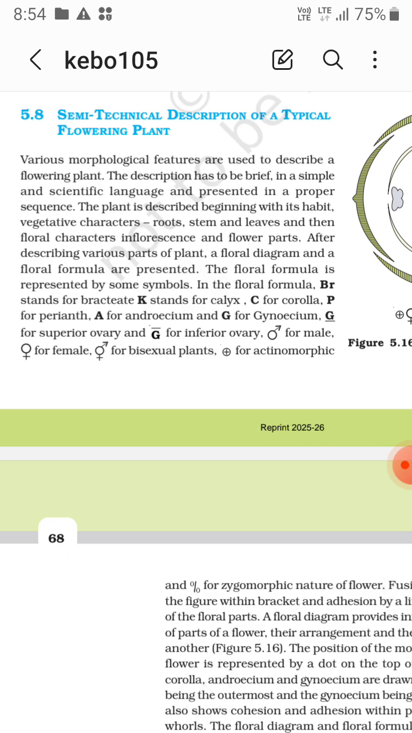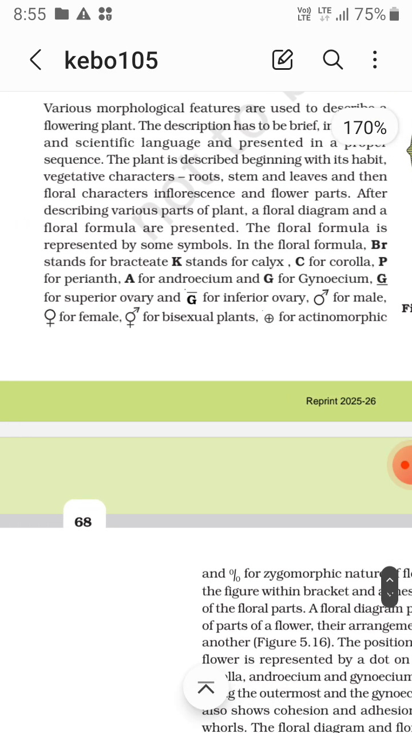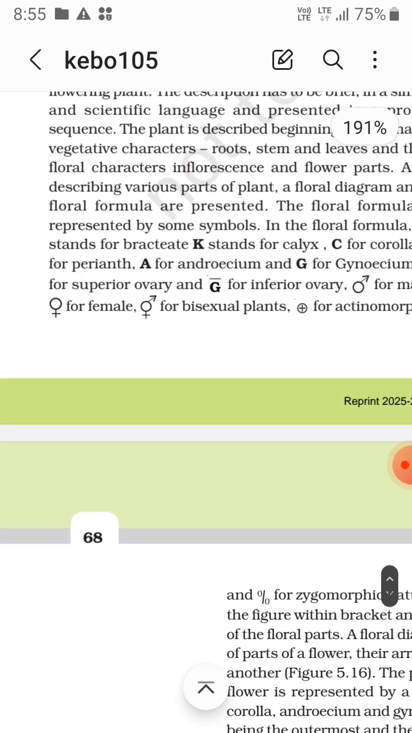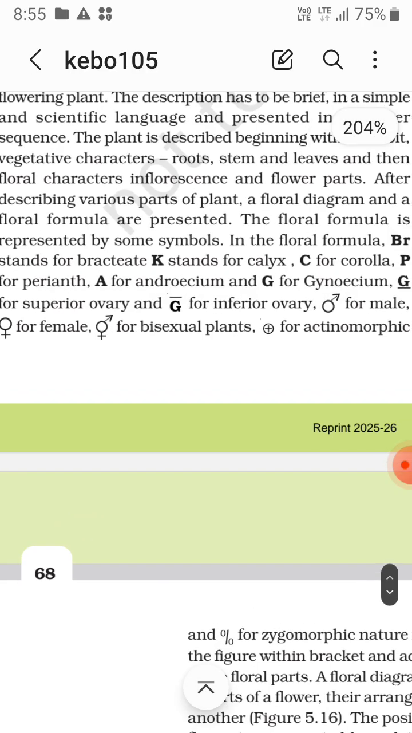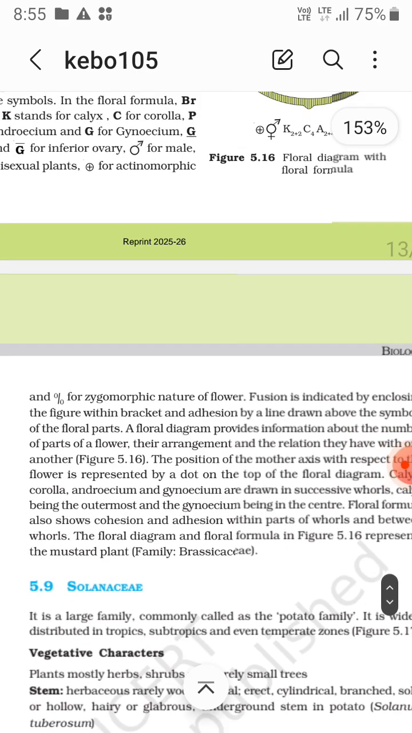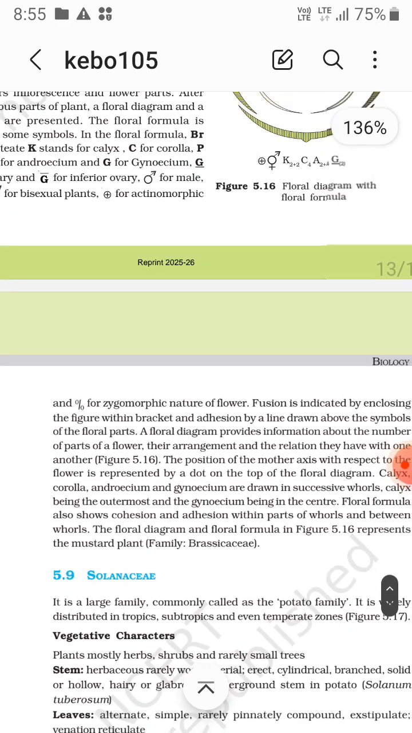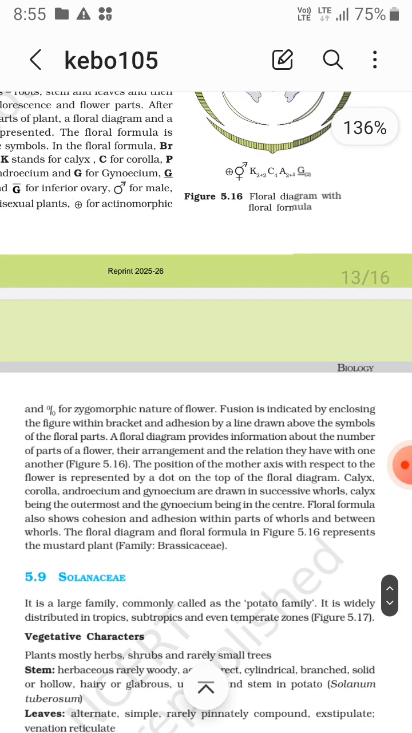Now G with an underline is for superior ovary, G with a line above it is for inferior ovary, and this sign for male, this for female, and both together for bisexual plants. Plus sign is for actinomorphic, that is radial symmetry, and percentage sign for zygomorphic nature, that is bilateral symmetry. Fusion is indicated by enclosing the figure within brackets and adhesion by a line drawn above the symbols of the floral parts.